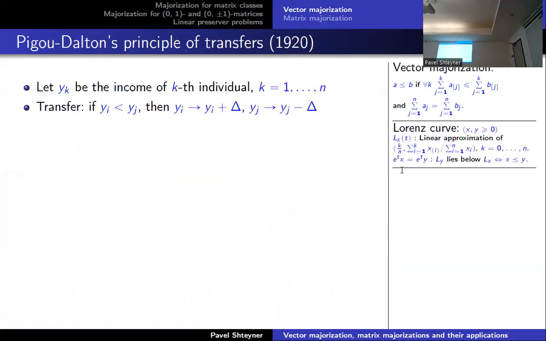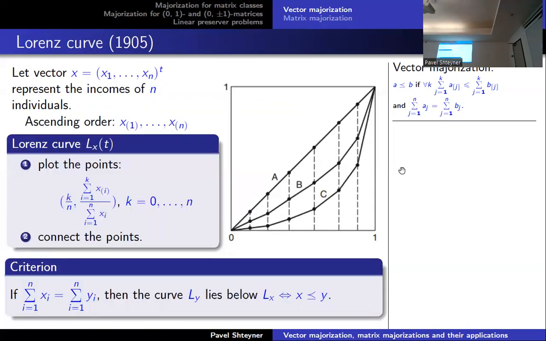Dalton took a different viewpoint. This is just the first order stochastic dominance.